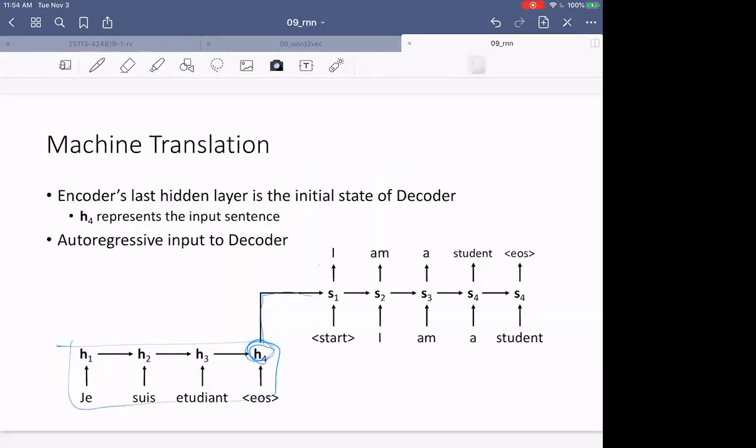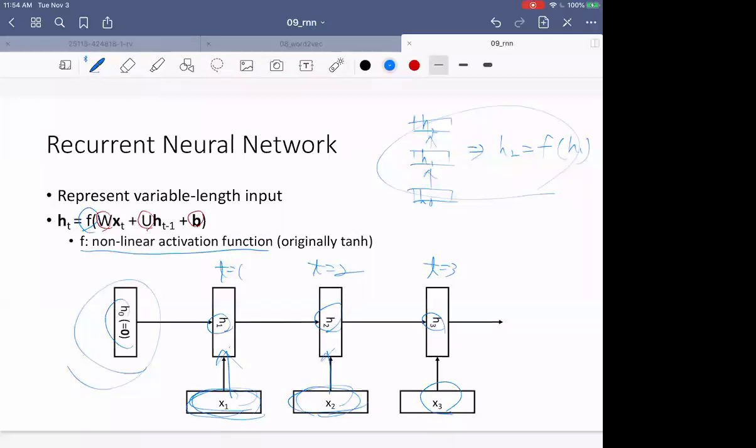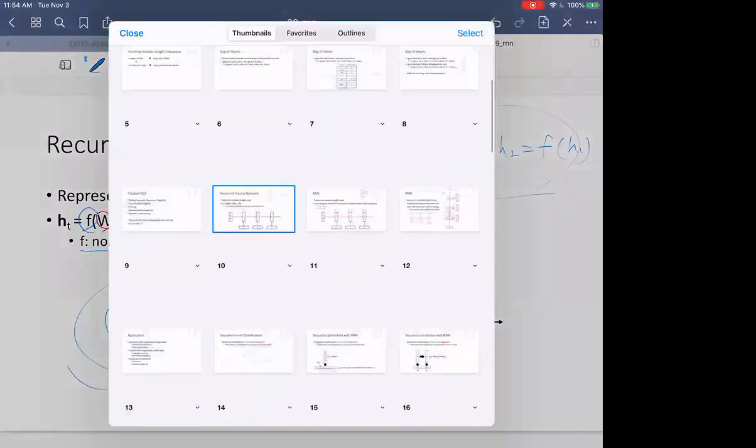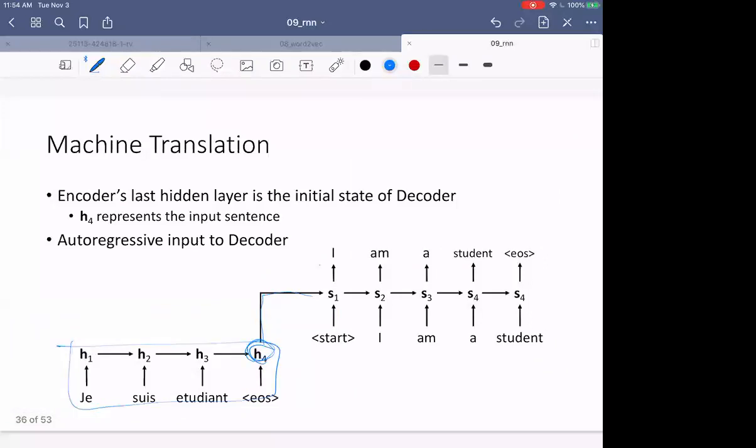Typically, the initial state is usually set to 0. So it's just a 0 vector. Your H starts as a 0 vector, and then you derive H1 simply based on X1. But in the sequence to sequence approach, in the encoder decoder architecture, the initial state of your decoder is copy pasted from the H4. So that's how you inject your French sentence representation into the decoder.